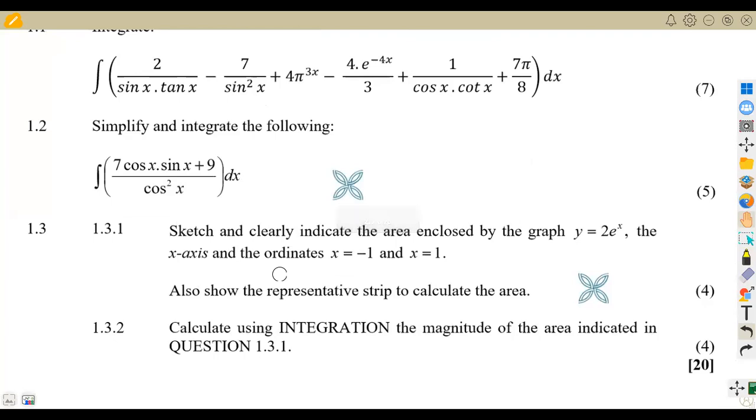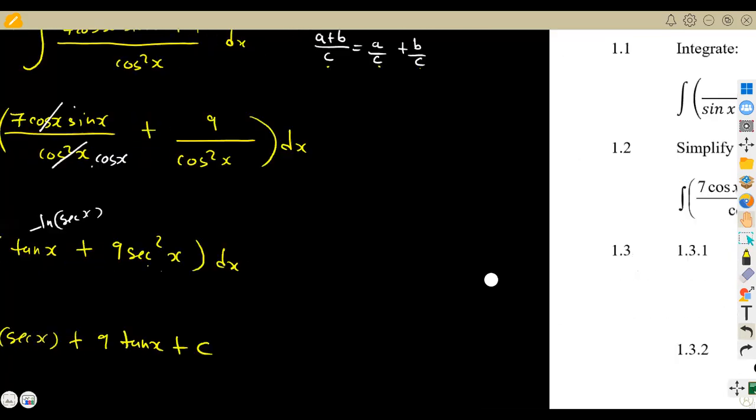All right, on 1.3.1, sketch and clearly indicate the area. Take note, you're indicating the area that is enclosed by the graph of y is equal to 2e to the exponent of x, and the x-axis and the ordinates x is equal to -1 and 1. Also show the representative strip to calculate the area, and that's 4 marks. Okay, so let's see what you're going to have.